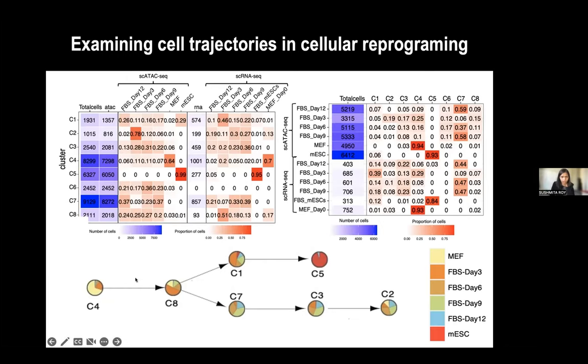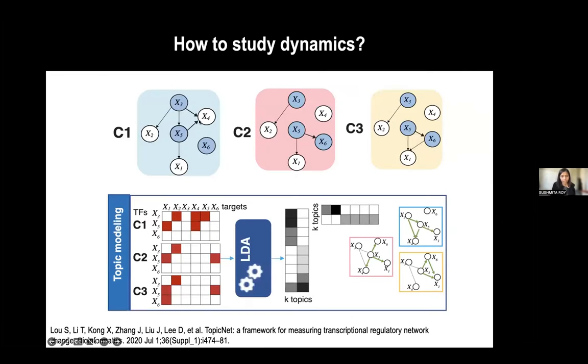Our spanning tree approach basically gave us this kind of a tree. So C4 is the MEF, and we call it the starting point, and then C5 is the end point that we want to get, but we see a fork where some of the cells go on this trajectory, and these are the ones that don't reprogram very well, and we want all the cells to actually become reprogrammed. So of course, the natural question is, why do these cells in C2 not reprogram? Are there differences at the GRN level that are informative in helping us think about this process? So that gets to the question of dynamics at the GRN level.